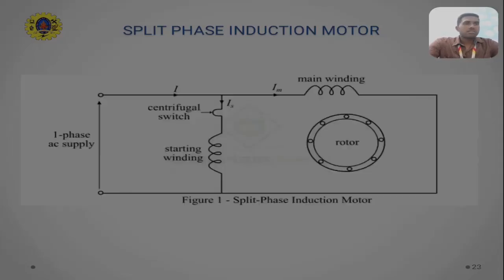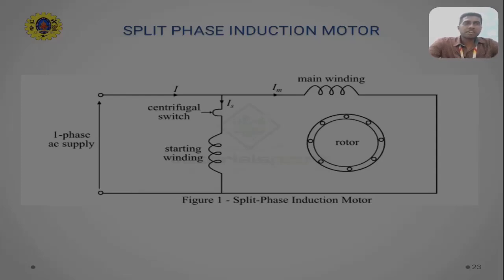So this is the circuit diagram of a split phase induction motor. As you can see, we have two windings, the main winding and the starting winding, at 90 degrees to each other. In addition to that, we also have a centrifugal switch.